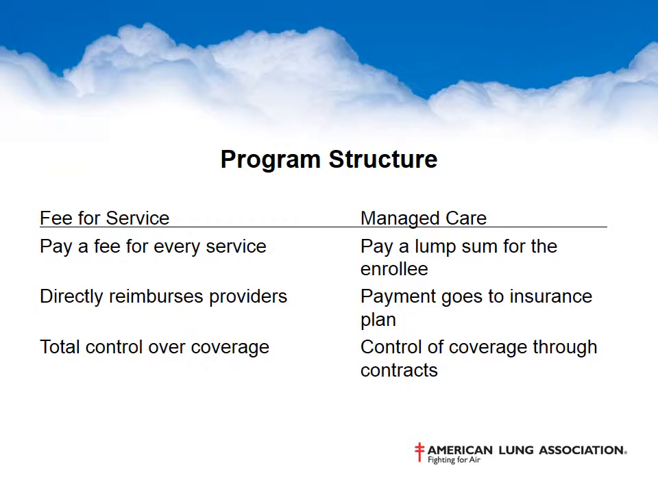The reason this distinction is important here is who has control over the coverage being offered in these various program structures. So under fee-for-service, it's the Medicaid program that is administering the coverage. So they have total control. They can decide we're not going to cover this or we are going to cover this.